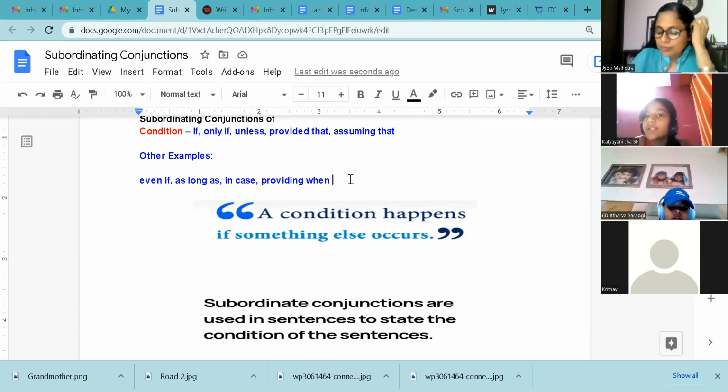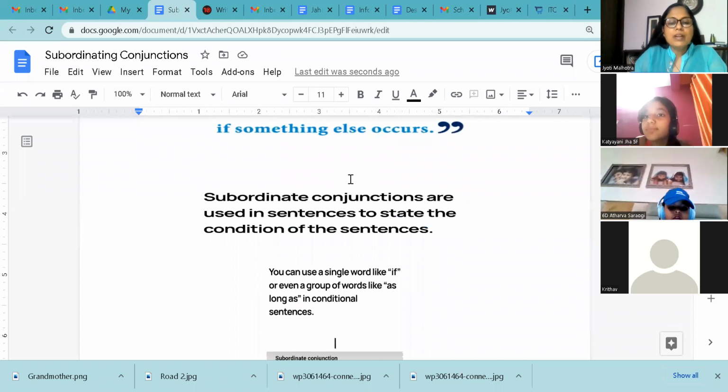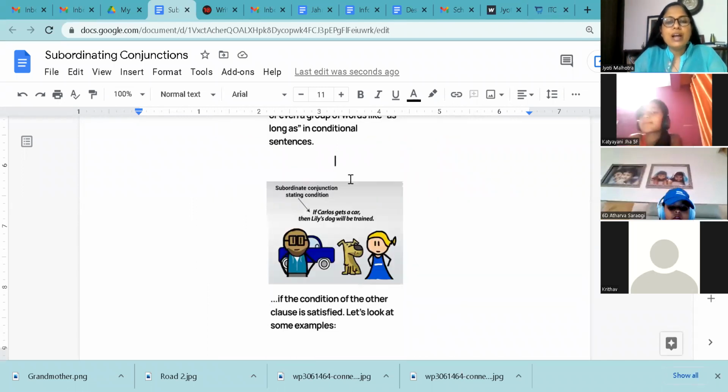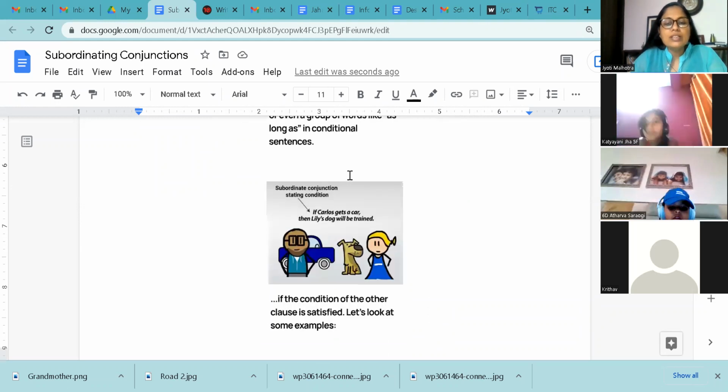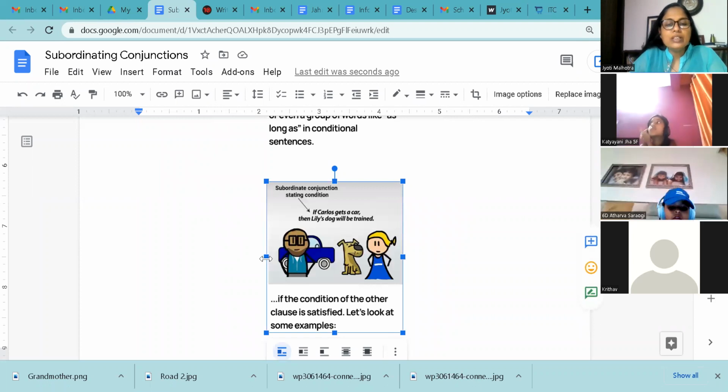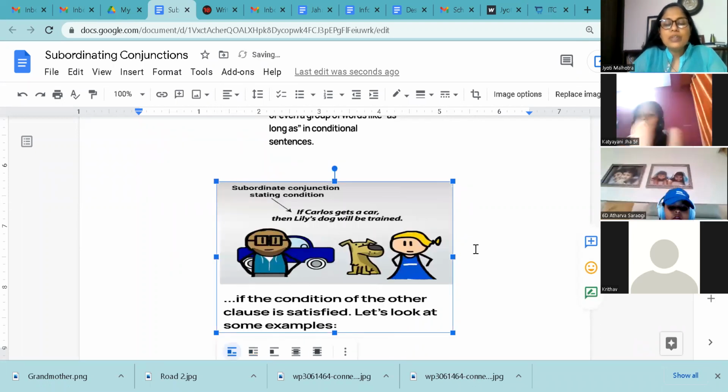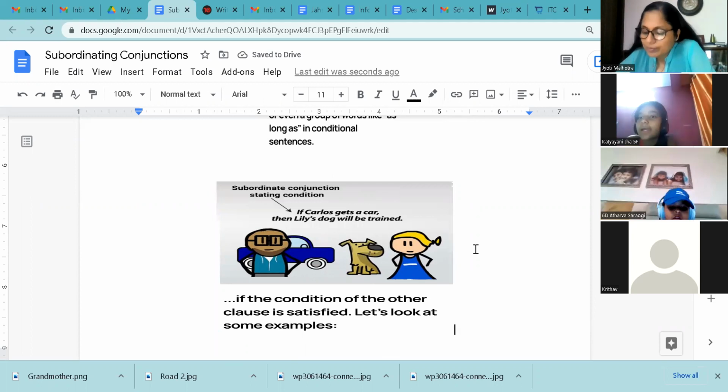Even if, as long as, in case, providing, when. Okay. So let's see. You can use if and as long as in conditional sentences. Let's look at this picture. Read this sentence. Please read, Katyayani. If the condition of the other clause is satisfied, let's look at some examples. If Carlos gets a car, then Lily's dog will be trained.